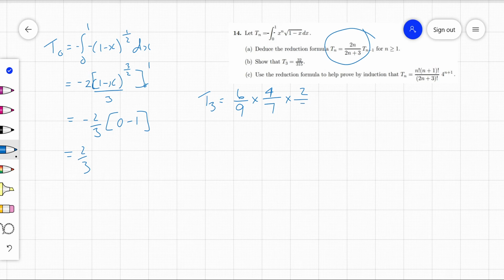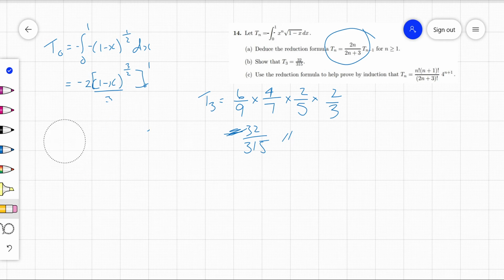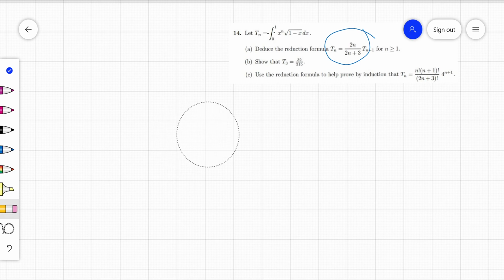T1 would be 2 on 5, and T0, which we found. So putting all that in the calculator, hopefully we get 32 on 315. You can check that. Now, use the reduction formula to help prove by induction that we have this expression here. While it looks a little bit scary, it shouldn't be too bad. Let's have a look.